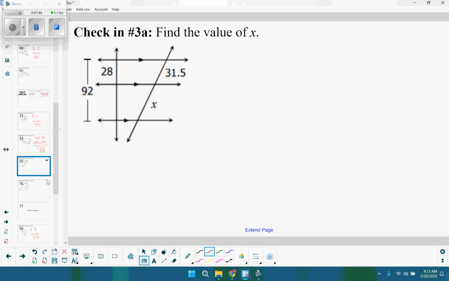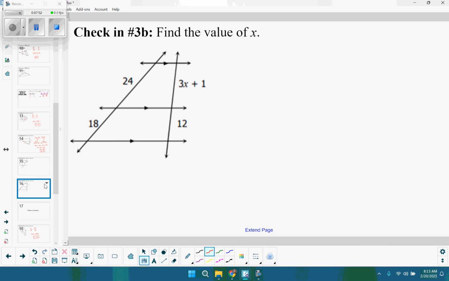There are 2 last problems for you to try. I would pause now for check-in 3a. And then we have check-in 3b. Answers are posted on Google Classroom. And that's the end of section 8.4.